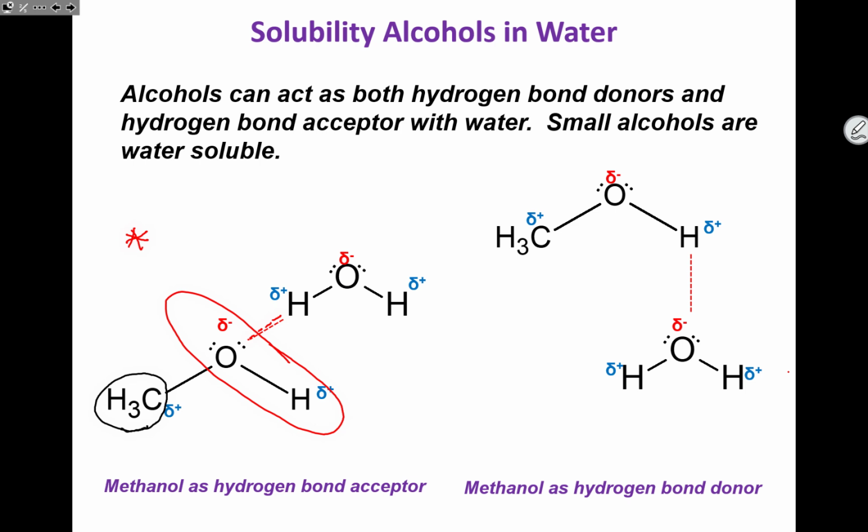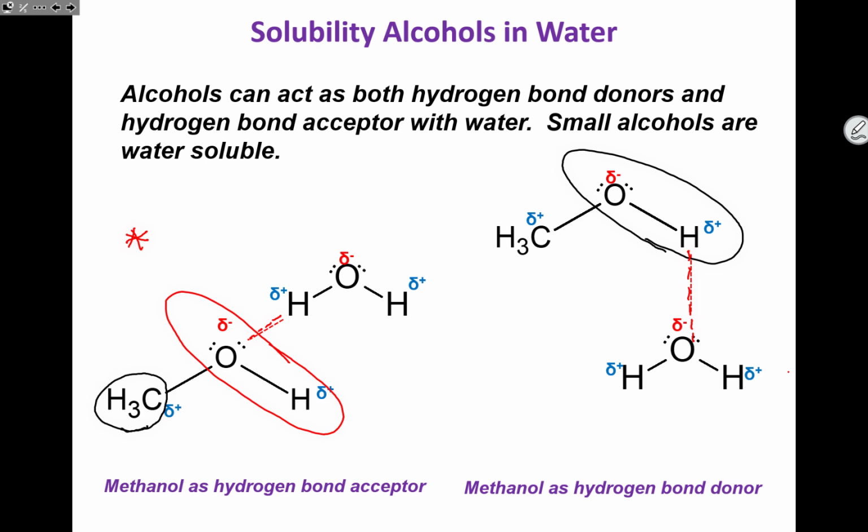In this picture on the right, I'm showing our alcohol group is the hydrogen bond donor, donating its hydrogen atom to the lone pair on oxygen in the water molecule. So alcohols act as both hydrogen bond donors and hydrogen bond acceptors with water.